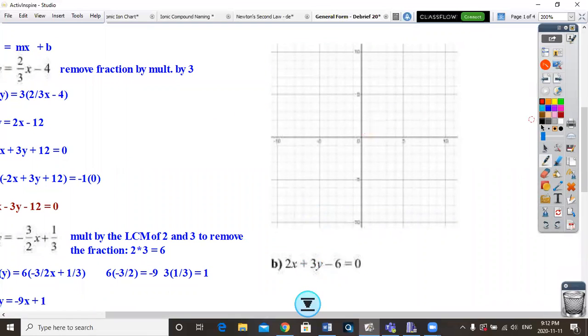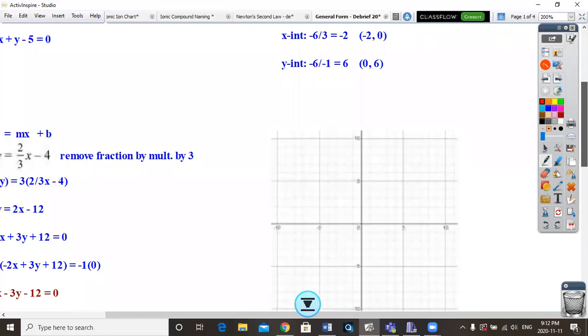So every tick is worth 1. So our first point is -2, 0. So -2, 0 is there, and 0, 6. So there's our 2 points.